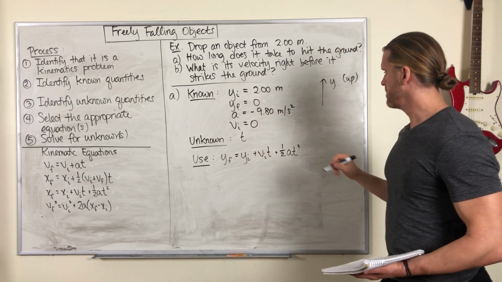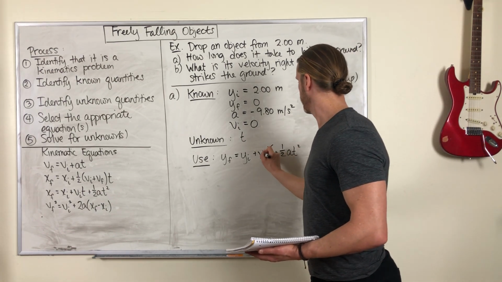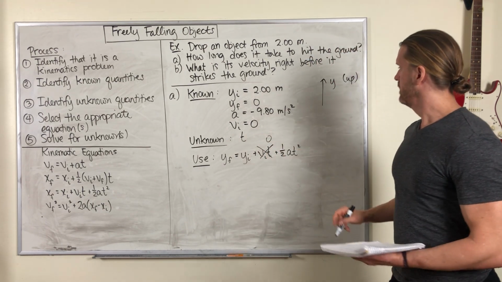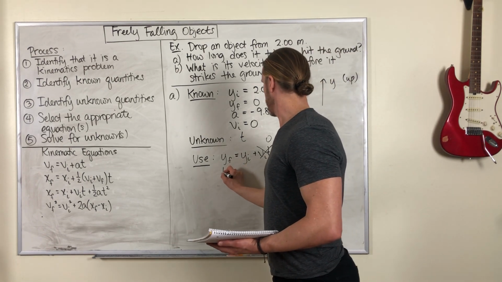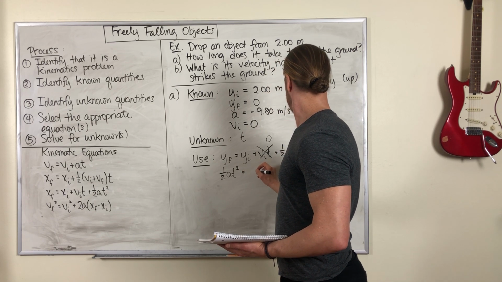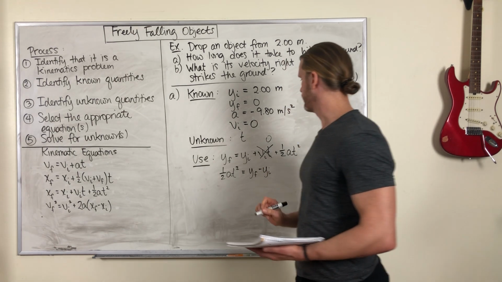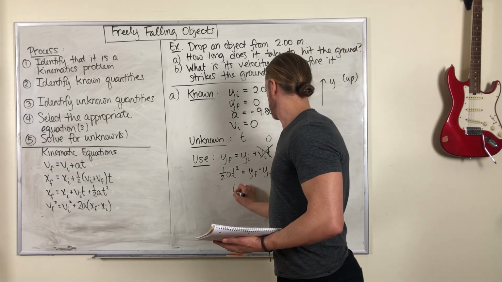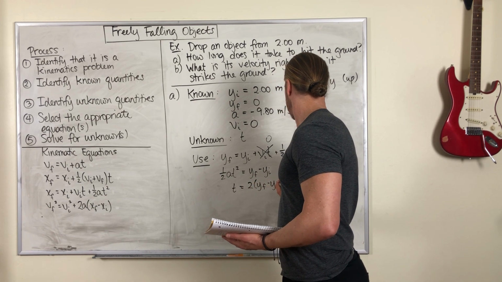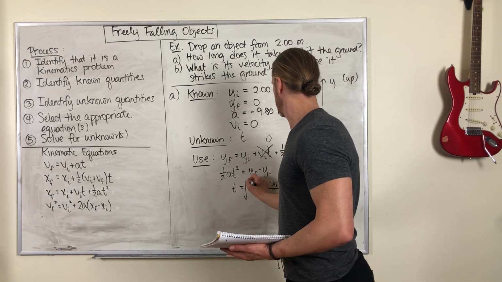We're trying to solve for t. Notice that in this problem, v initial is 0, so this term goes away. It becomes 0. And we can say 1/2 at squared equals y final minus y initial, or t equals the square root of 2 times y final minus y initial over a.